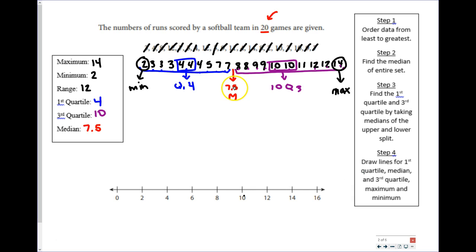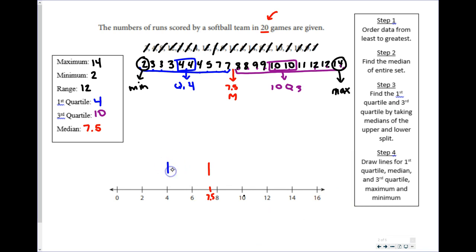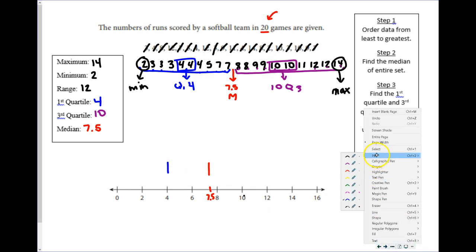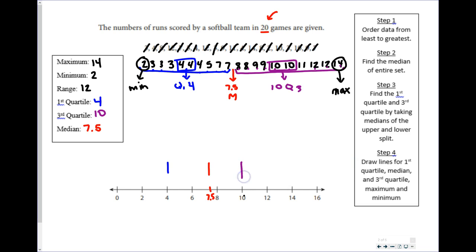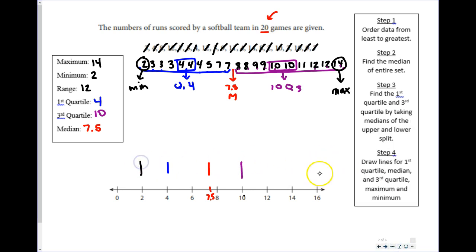So 7.5, so this is going by 2s. So 7 is about right here, so that means that this is about 7.5. I'm going to draw my line where 7.5 is. Now I'm going to go ahead and plot my quartiles. 4 is my lower quartile, and 10 is my upper quartile. And then I'm going to plot my minimum and my maximum. So minimum goes here, maximum goes here. Now just connect to make your box and connect to make your whiskers.